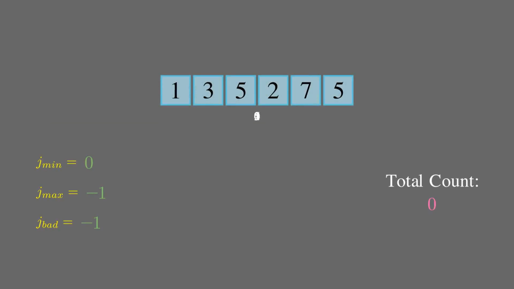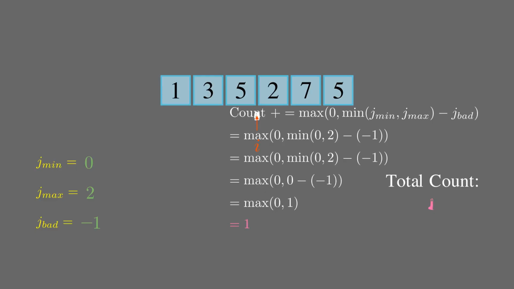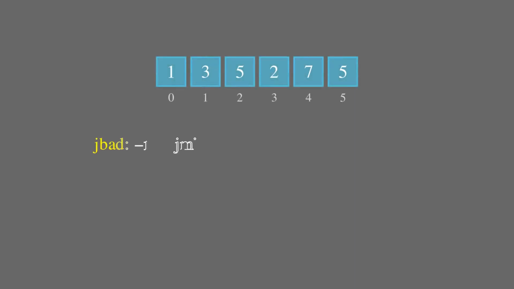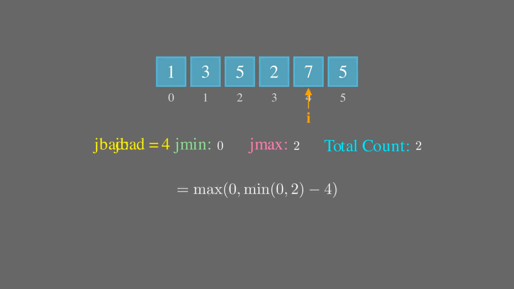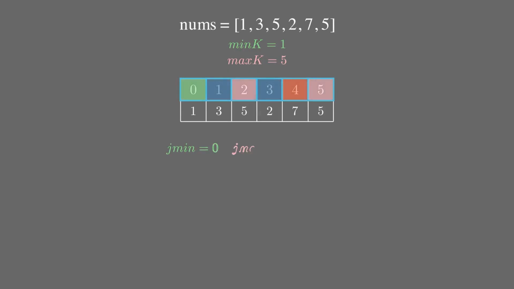At index 2, number 5 updates JMax to 2. Count adds maximum of 0, 0 minus -1, which is 1. Total is 1. At index 4, number 7 is a party crasher. JBAD becomes 4. Count adds maximum of 0, 0 minus 4, which is 0. Total is 2. At index 5, number 5 updates JMax to 5.